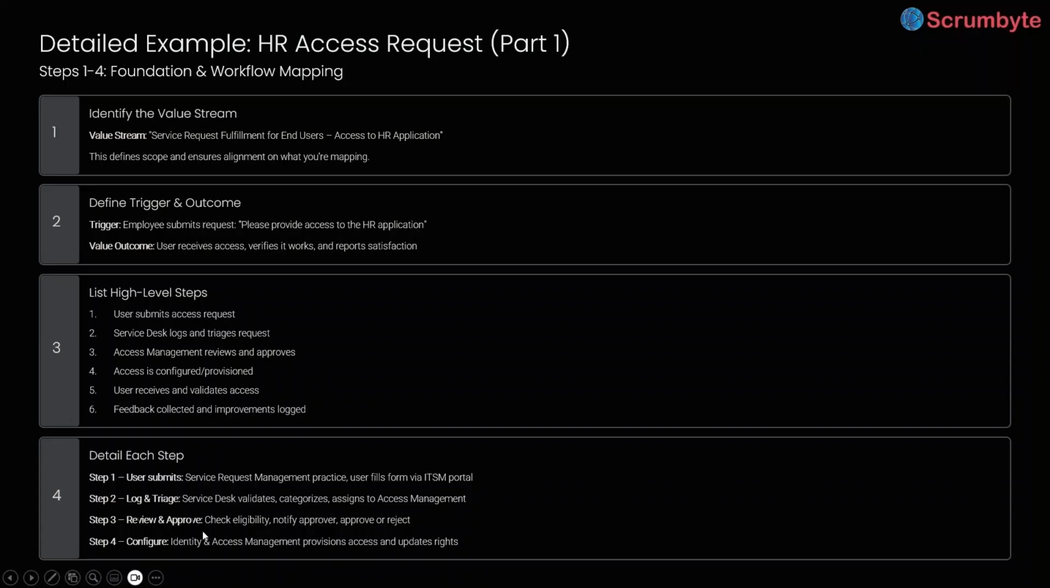Here it is reviewing and approving. Who is doing that? The access management team. Checking the eligibility, notifying the approver, approve or reject, depending upon whether that particular person is actually eligible or not. The identity and access management team will then configure the request. It will provision the access and update the rights.